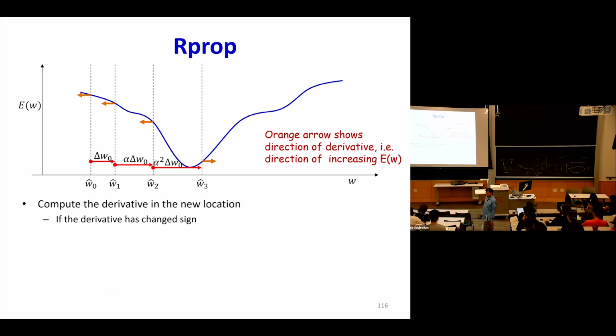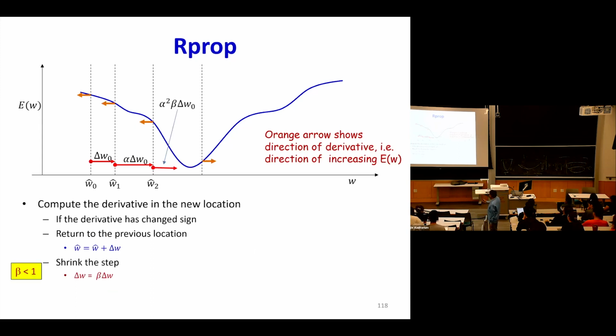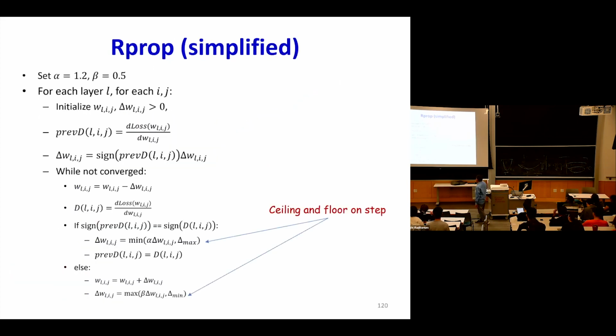Then you say, oops, I've gone too far. So then you go back, and now decrease the step size by some factor beta. And now use this new step size and repeat the same process. That makes sense? Very simple, right? And you'd be doing this independently for every variable. So this is resilient prop. After shrinking the step size, you take the smaller step forward.